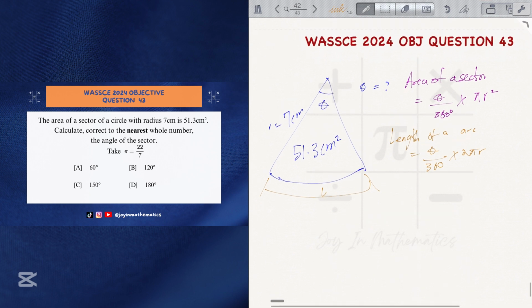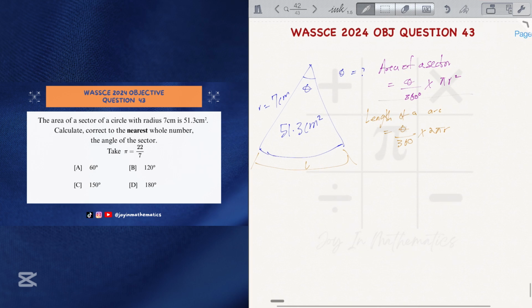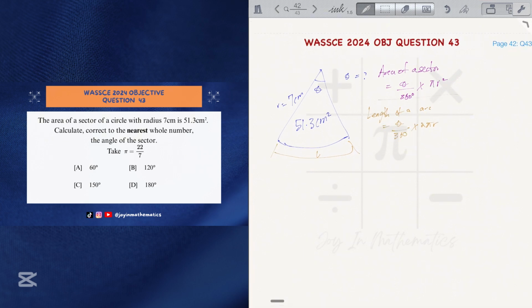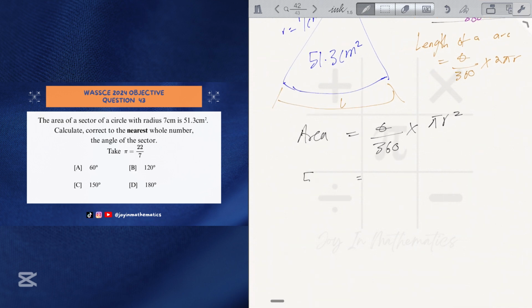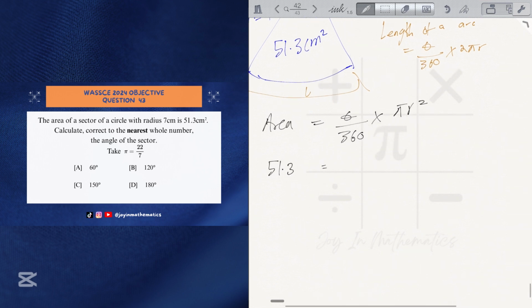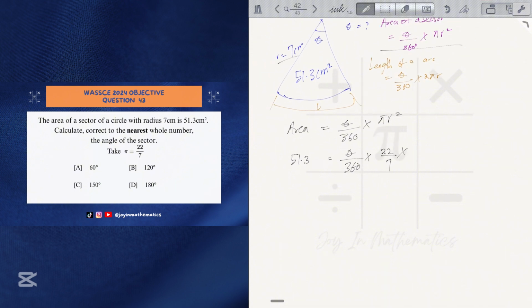But we are dealing with the area of the sector, so let's focus on that. Now, for the area of the sector, we are looking for theta. So the area is equal to theta over 360 degrees multiplied by pi r squared. We're given that the area is 51.3. We are taking pi to be 22 over 7, and the radius is 7 centimeters. That's 7 multiplied by 7.